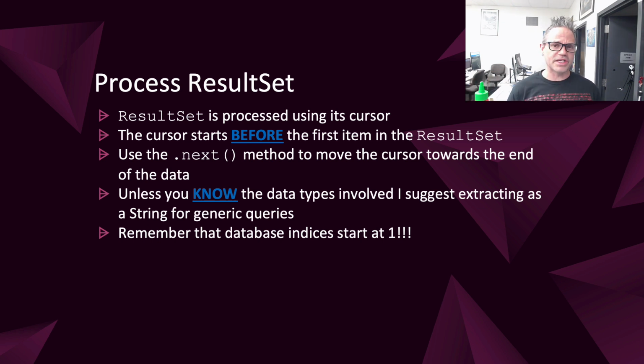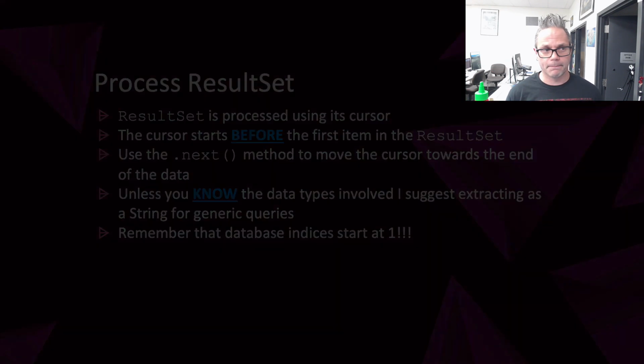And again, unless you know the exact data types that are involved, especially the first time you're processing a data set, I recommend extracting the data as a string because it makes it really easy to process, because everything can be turned into a string in Java. It makes life really nice. And again, with result sets, indices start off at 1 for the result set based components. So let's take a look at that right here.